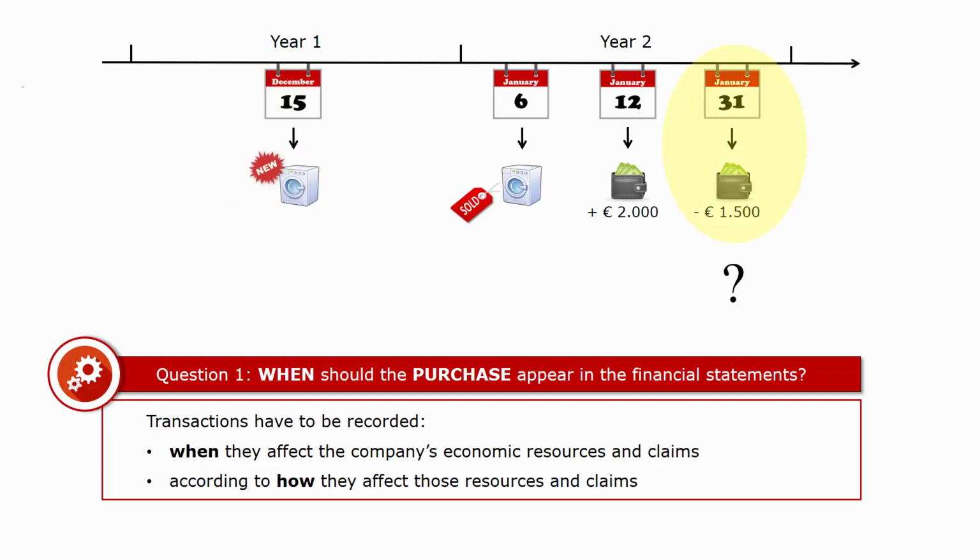So what about the payment on the 31st of January? This is a completely separate transaction. Paying the supplier will have its own individual effect on the company's resources and claims. By paying the supplier, the creditor's claim will be settled and, at the same time, the company's cash resources will decrease. This must be recorded as a separate transaction in the accounting database.